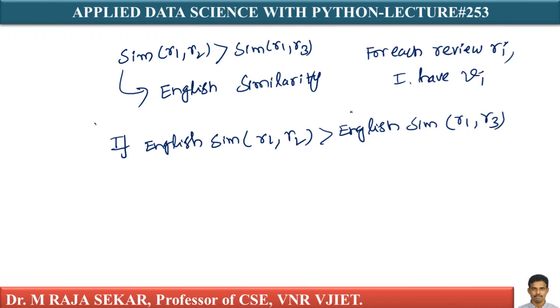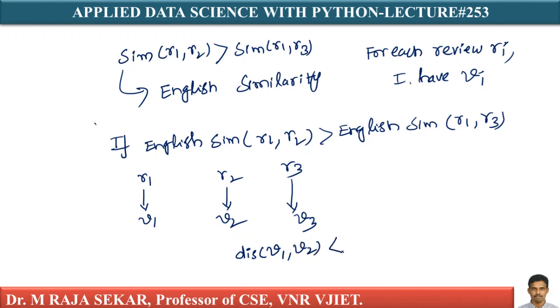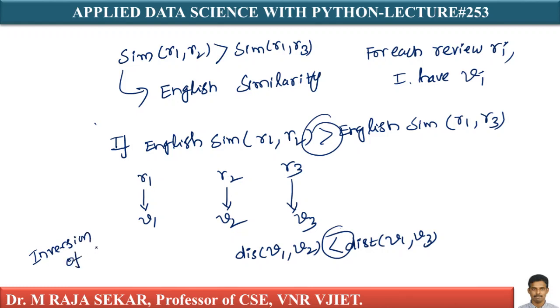Vi means vector. Let me assume I have reviews R1, R2, R3. For review R1, I have vector V1. For review R2, I have vector V2. For review R3, I have vector V3. What does it mean? The distance between V1 and V2 is less than the distance between V1 and V3. Remember the inversion of sign: here you have greater than, here you have less than.